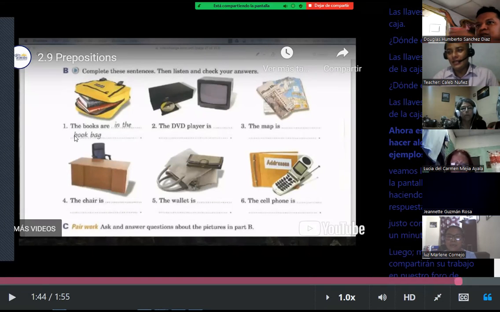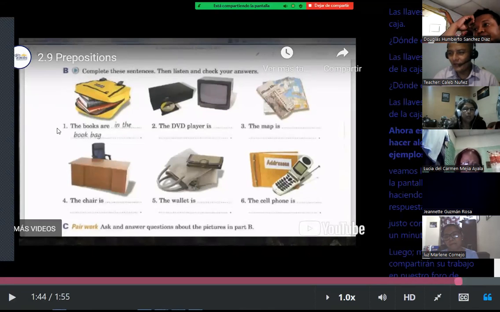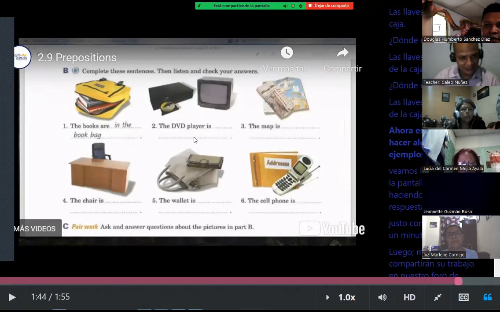Repeat, guys, repeat. The books are in the book bag. The books are in the book bag. Okay. Next. The DVD player is next to the TV. The DVD player is next to the television.